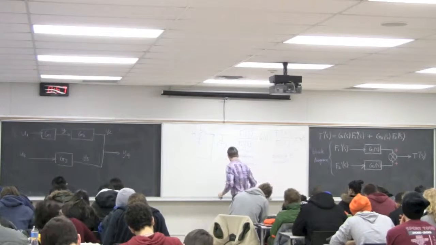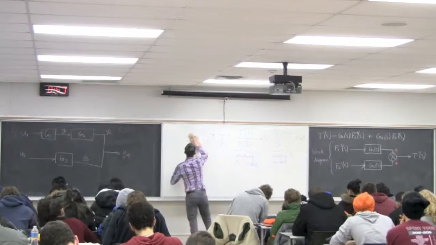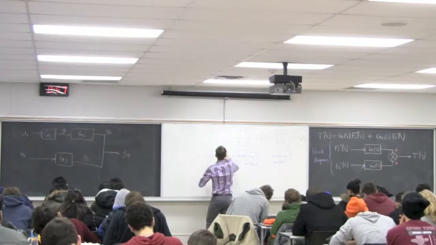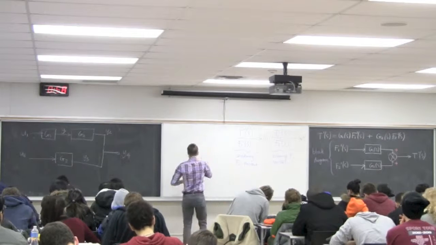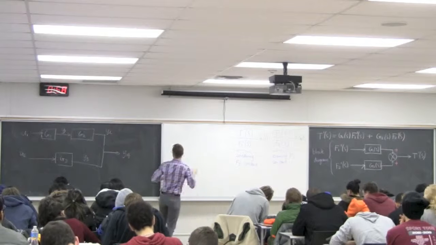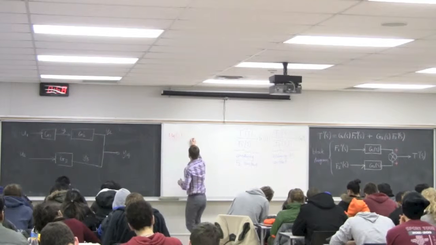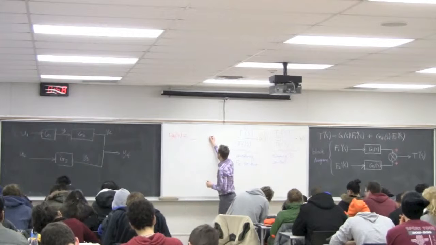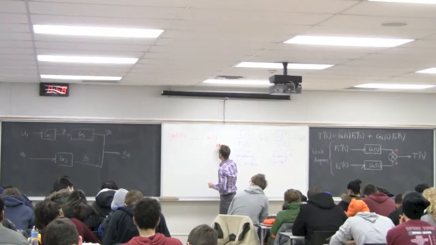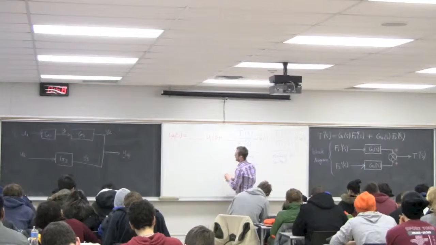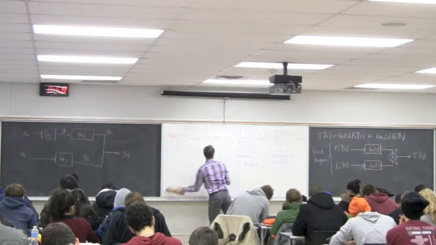In other words, what would that output Y4 of S look like? It's going to be some term multiplied by U1 of S plus another term multiplied by U2 of S.